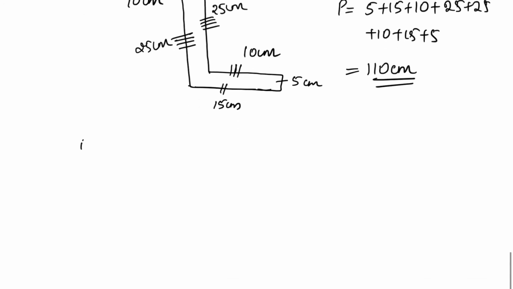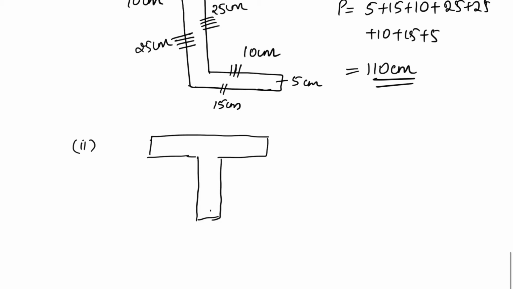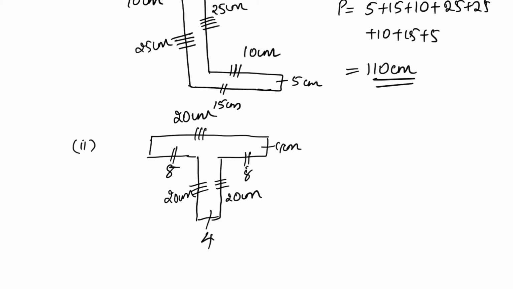The second sub question, you have a T-shaped figure. So in a similar way we'll add them and find the answer. Solving them, you can see that equal lines are put so that you can understand the length of the unmarked part also. Okay. So adding all of them, what do you get?